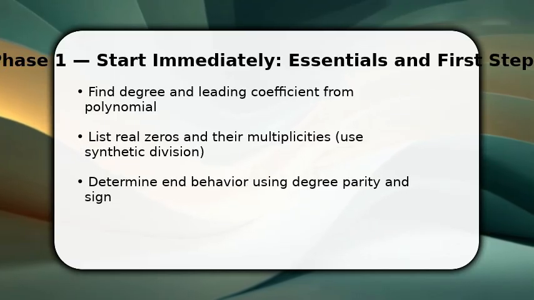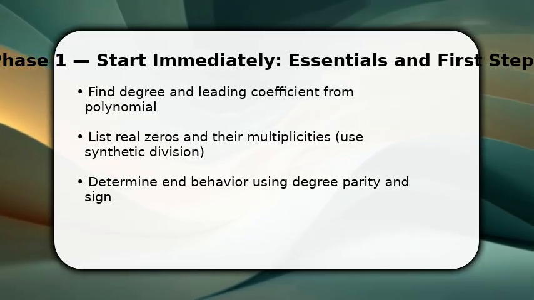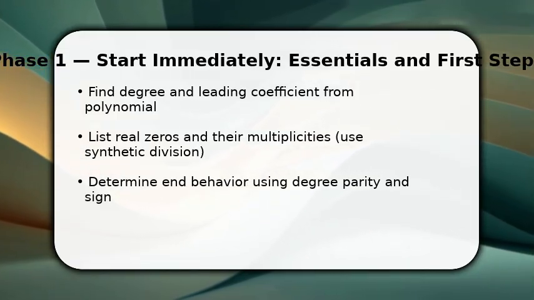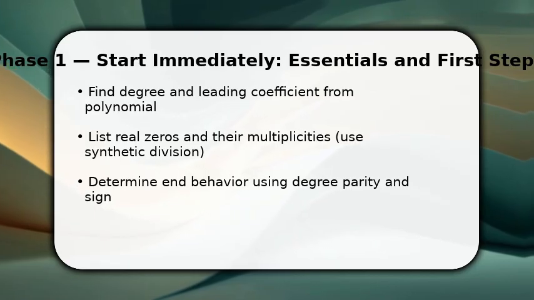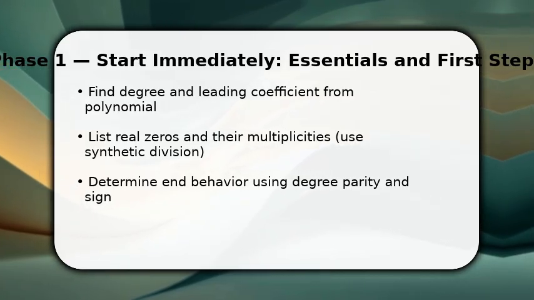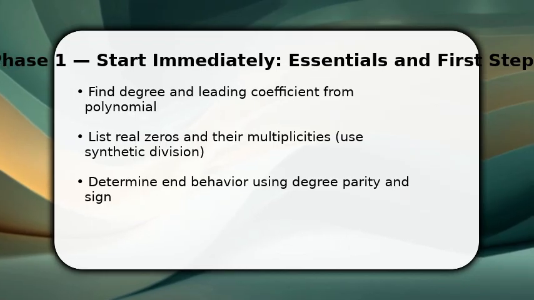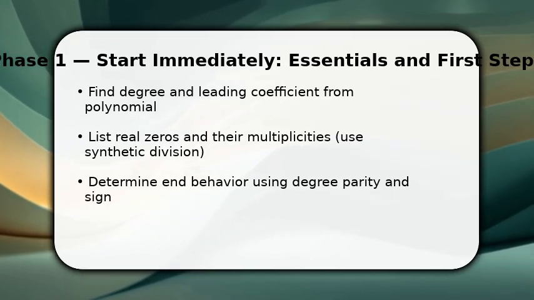You start by reading the polynomial closely. Identify its degree and leading coefficient because these control end behavior. Next, list all real zeros and note multiplicities. This matters for crossing versus touching.